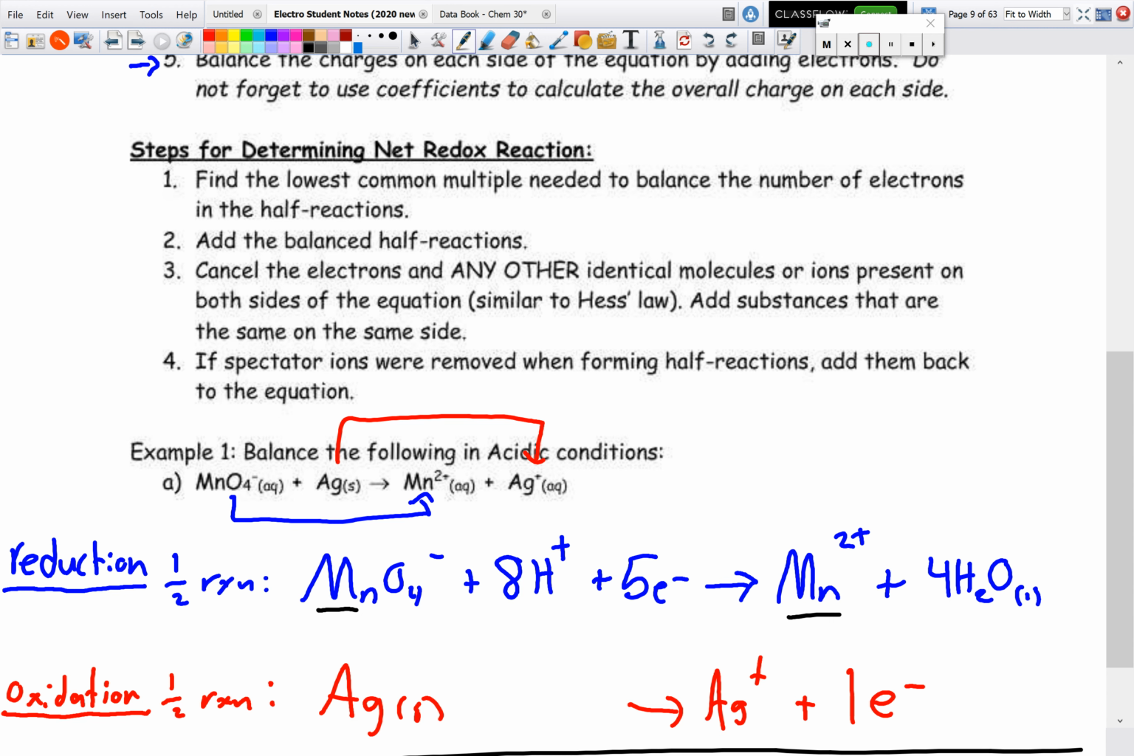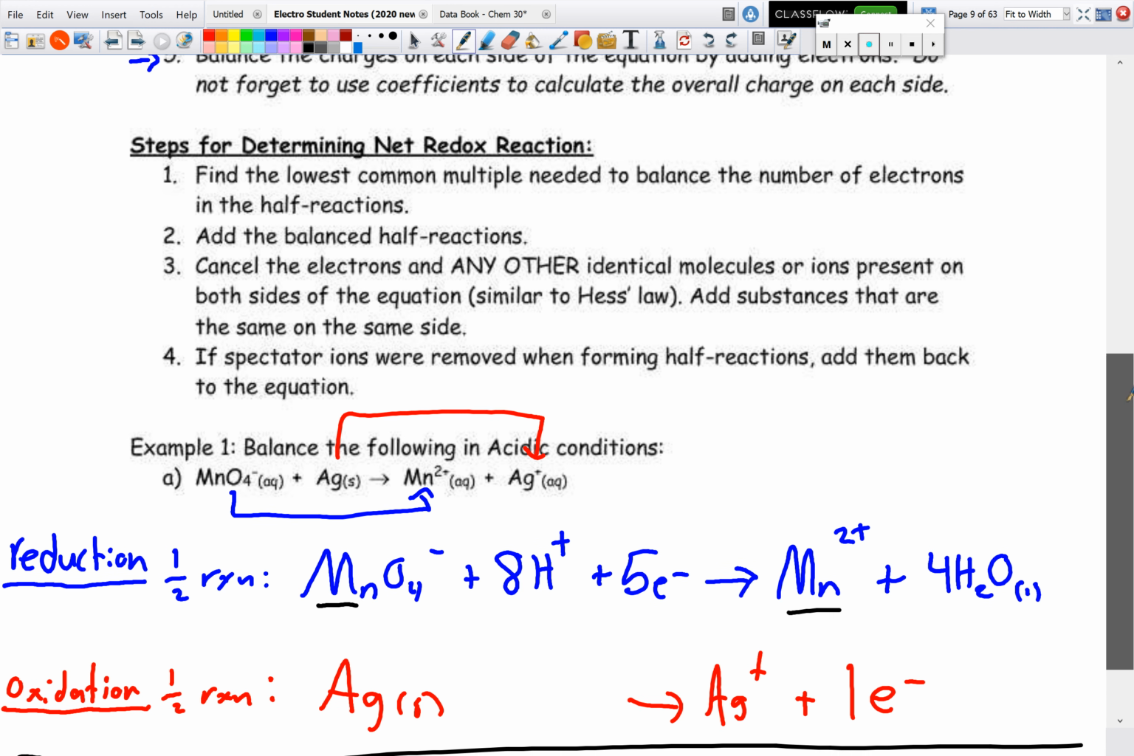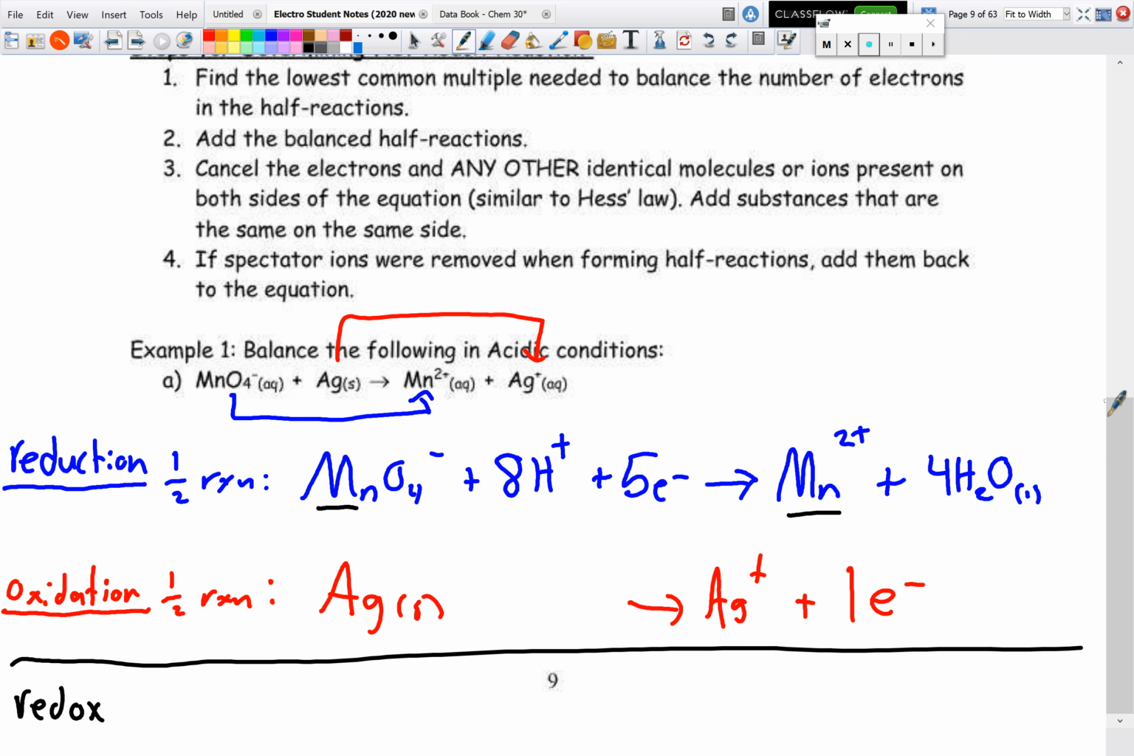So first step is, of course, find the lowest common multiple needed to balance the number of electrons. So from our reduction half reaction, we have 5 electrons. From my oxidation half reaction, we have 1 electron. So for the lowest common multiple, I have to multiply my bottom equation by 5. So in order to do that, now we're going to get new coefficients. It's going to look like this, and we add them together.